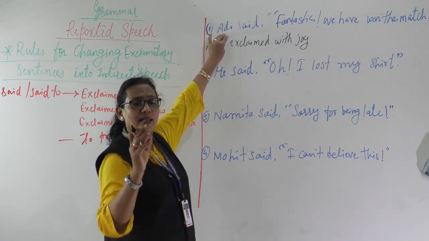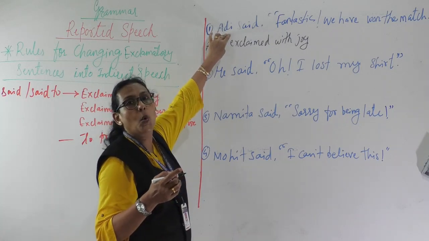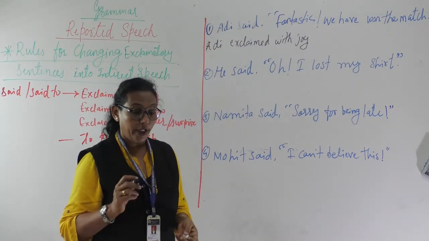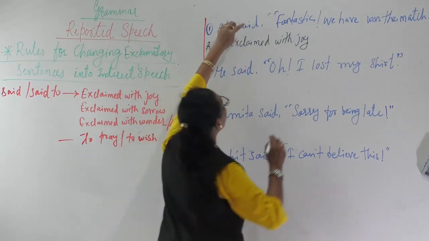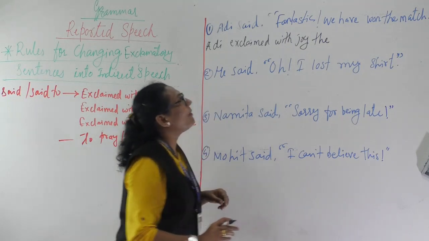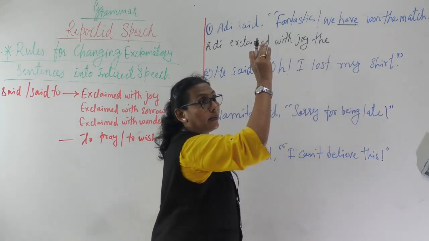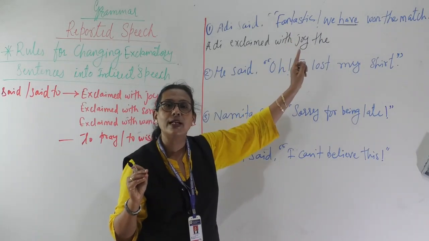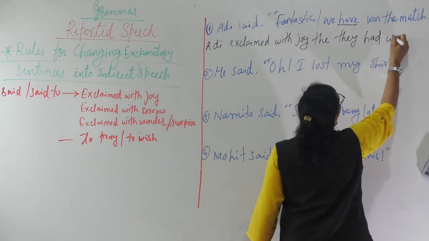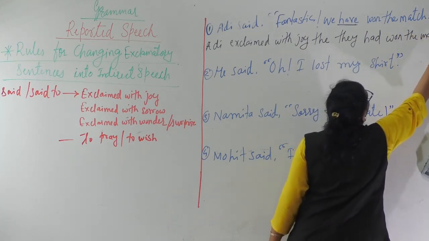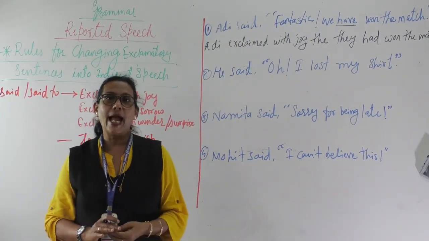Actually, Adi said, we means plural persons, but here Adi is there alone. But he cannot say Adi said he have won the match. No. So what must we write there? They. We must write that Adi exclaimed with joy. We are removing this that, so that they have. Have is there, so what will become? This is simple present perfect tense. So instead of have, had will come. So they had won the match. Understand? What is the answer? Adi exclaimed with joy that they had won the match.